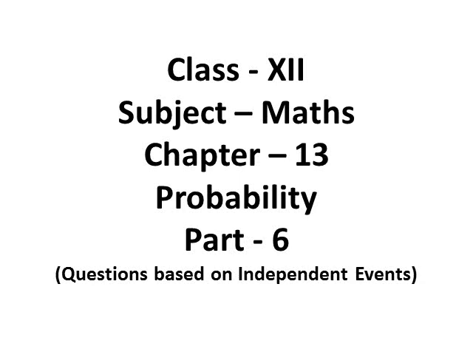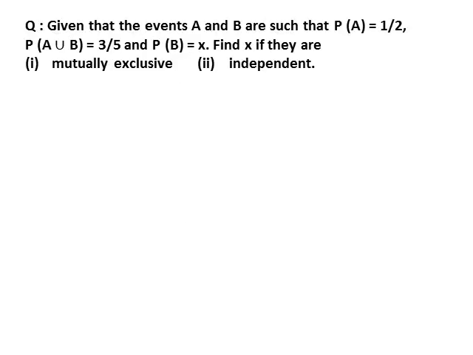Hello students, in this e-lecture we will discuss some more questions of probability based on independent events. First question, given that the events A and B are such that P(A) equals 1/2, P(A union B) equals 3/5 and P(B) equals x. Find x if they are 1. mutually exclusive, 2. independent.